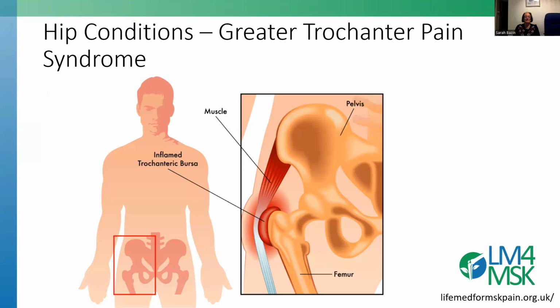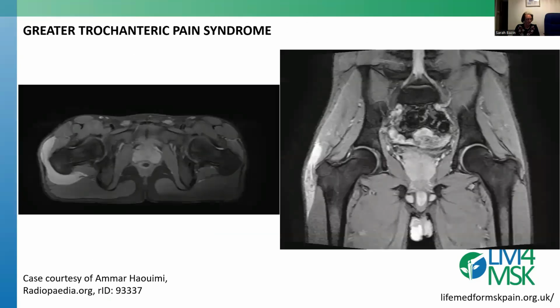The next condition we want to look at is greater trochanteric pain syndrome. Now, usually this is called trochanteric bursitis, but the current terminology is not to call it trochanteric bursitis, because it is not just the bursa. There may be various reasons. So it may be tendinopathy, it may be the bursa is inflamed, maybe the tendon is tight. So that all together is called the greater trochanteric pain syndrome. That is the more modern nomenclature.